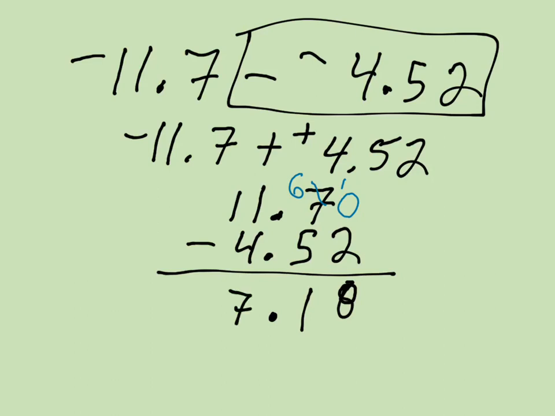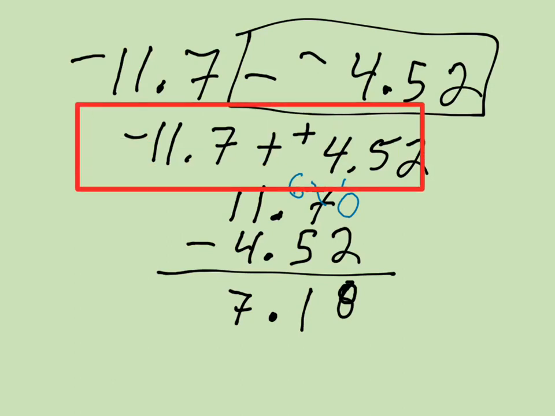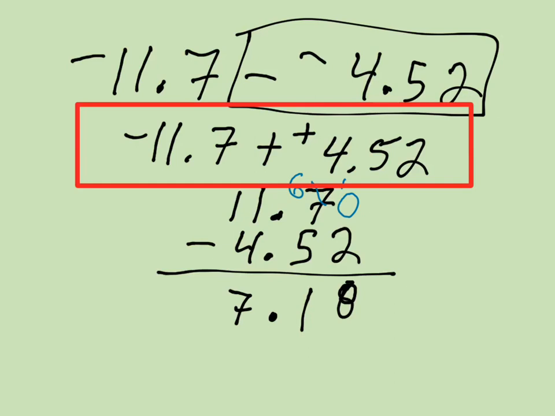And then you take the sign of the bigger number. Now, in this case, we'd take the sign of the bigger number of the addition problem. So the bigger number is 11.7. The sign of that is negative. So the answer is negative 7.18. So remember, sign of the bigger number from the addition problem.